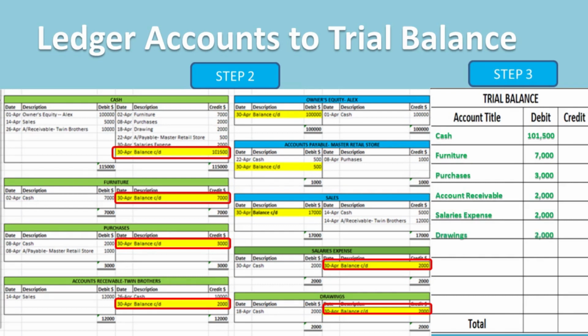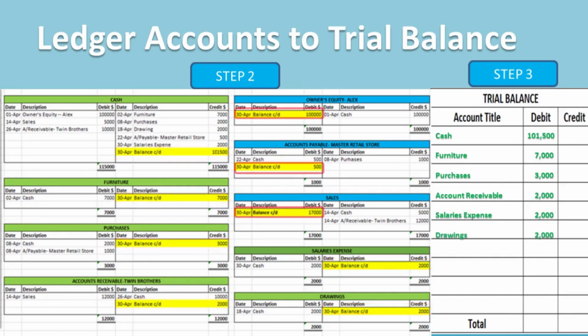Now let's transfer the credit balances on the credit side. We had owner's equity account with a credit balance of $100,000. There has been no change in this account in the whole month, so this will be transferred as it is. In the month the purchases were made on account and some of the payment was made against accounts payable, leaving a credit balance of accounts payable equaling $500. So we will write it on the credit side.